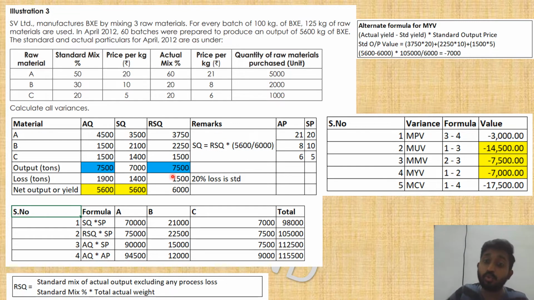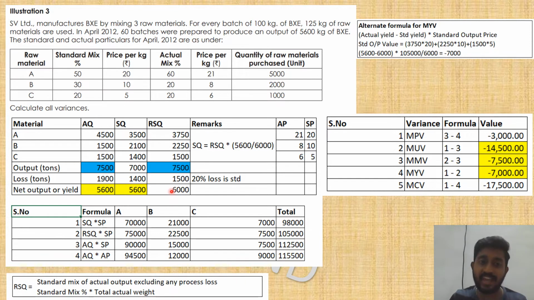So how much should be the loss? For example, the actual output should have been X minus 20% of X is equal to 6,000, which means 80% of X is equal to 6,000. So what will be the X? X is equal to 6,000 divided by 80%, which is nothing but 7,500. So 7,500 is the actual output, but the loss of 20% is 1,500.